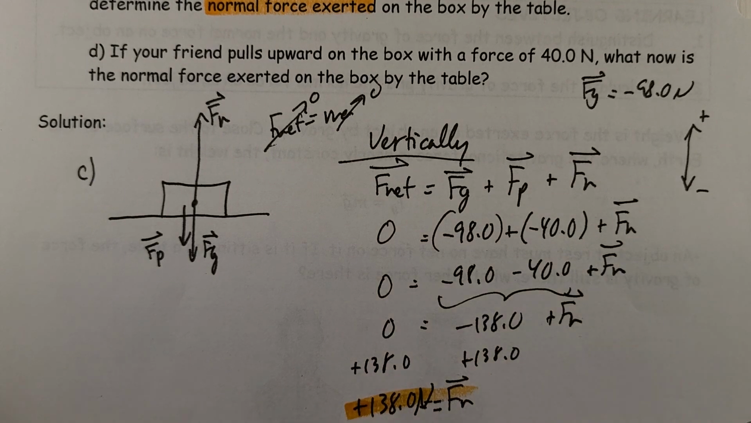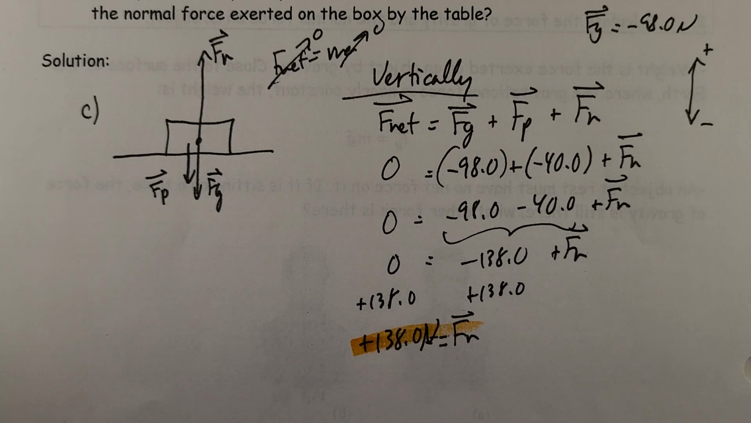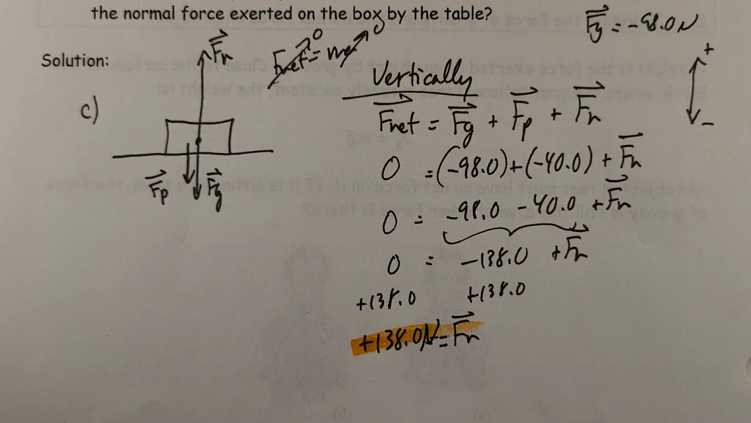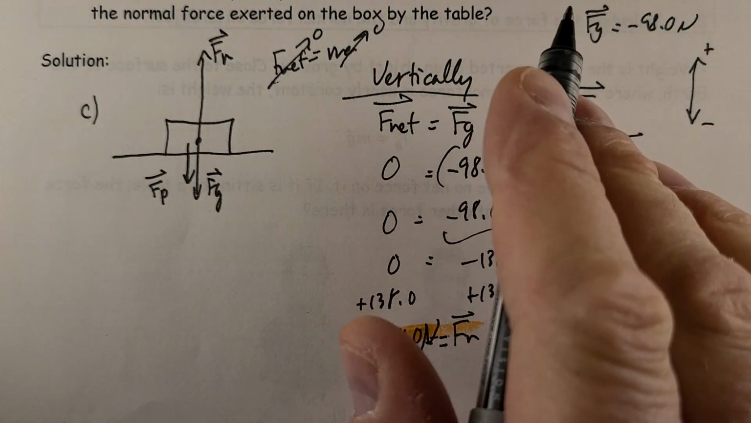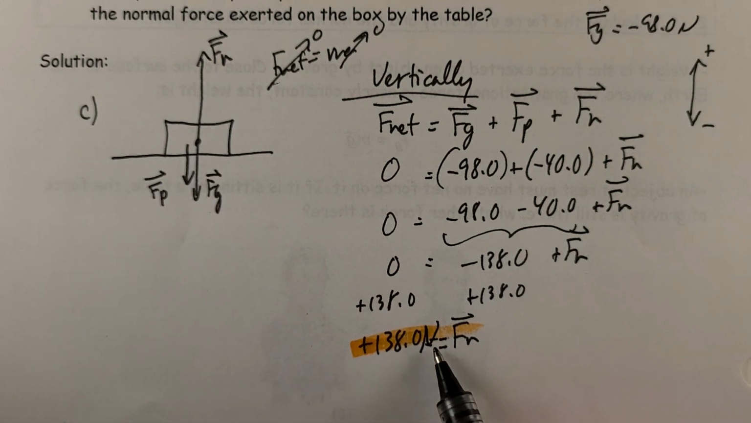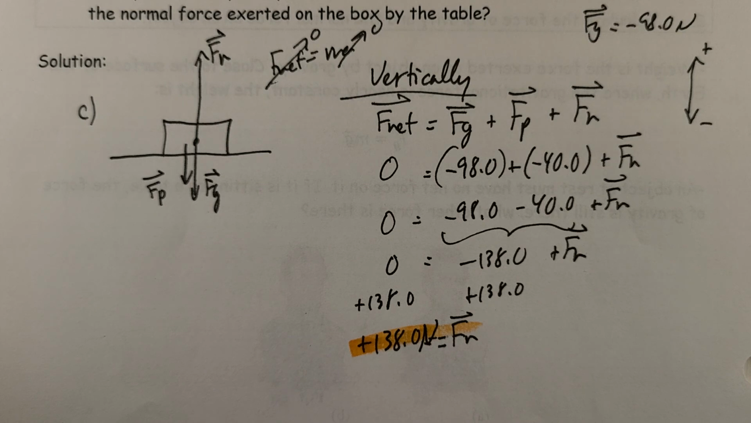So you can see the normal force is going to have to be bigger because I have more force pulling down. I not only have gravity pulling it down, giving the object its weight, but someone's pushing on it too at 40, so it's almost like the weight is increasing. So I have to be able to support that force.